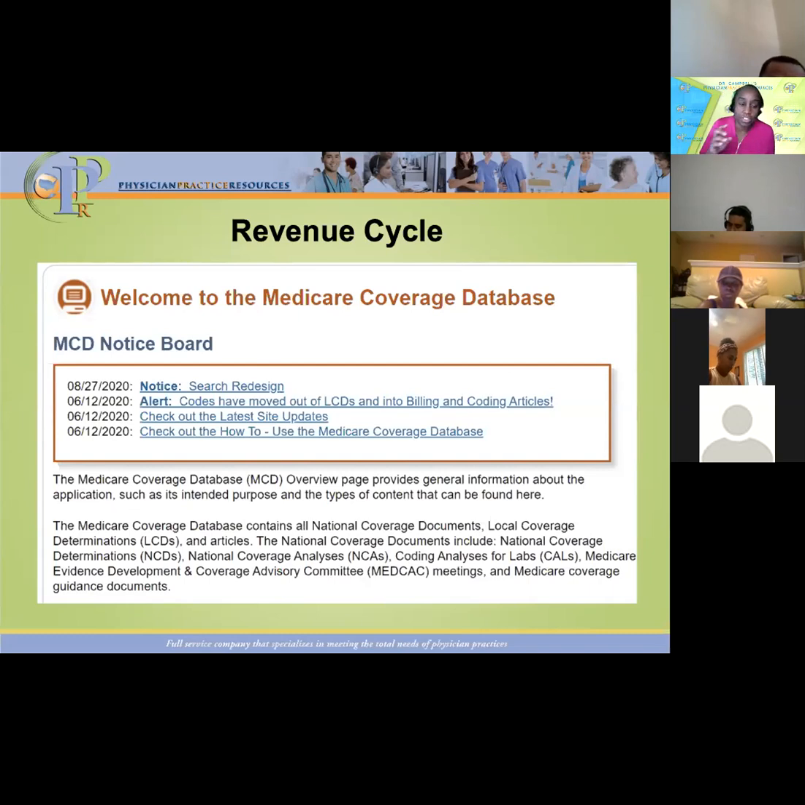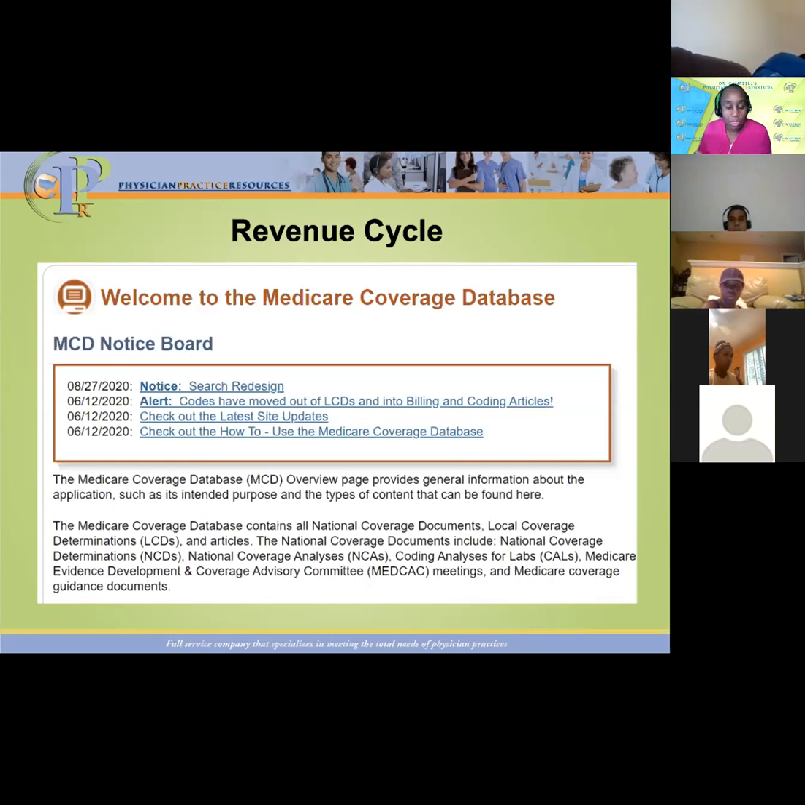A guide to using the Medicare coverage database so that you're not just sitting there spinning your wheels. So when you get to the home page of the Medicare database, they give you that resource.